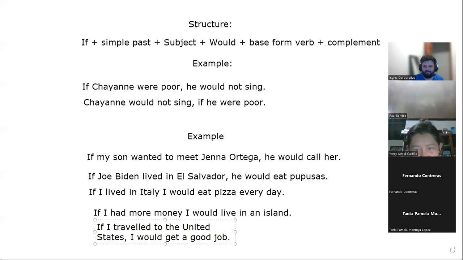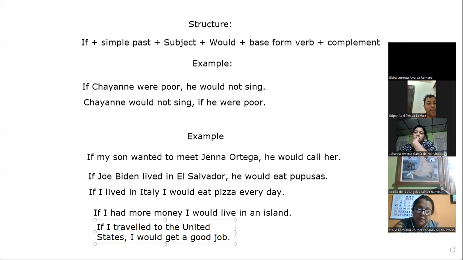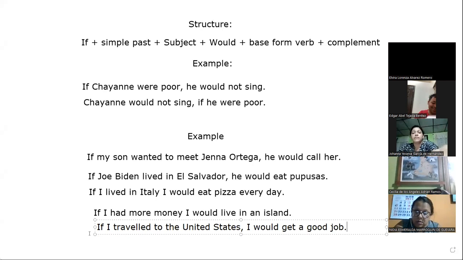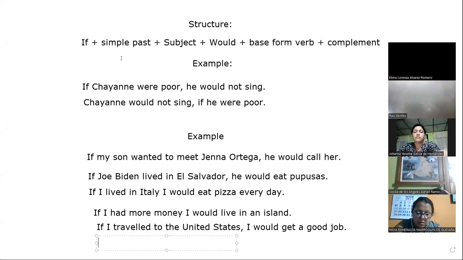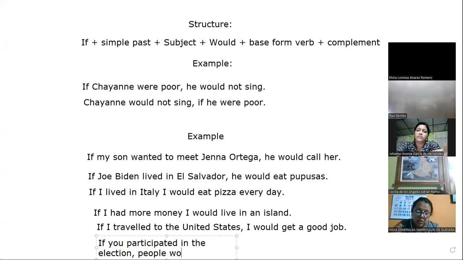All right, let's see. Was that you, Edgar? Did you give me that example? Not yet, teacher. Okay, give me your example then. And then Joanna. If you participated in the election, people will choose you. Very good. If you participated in the election, people would choose you. Very good.